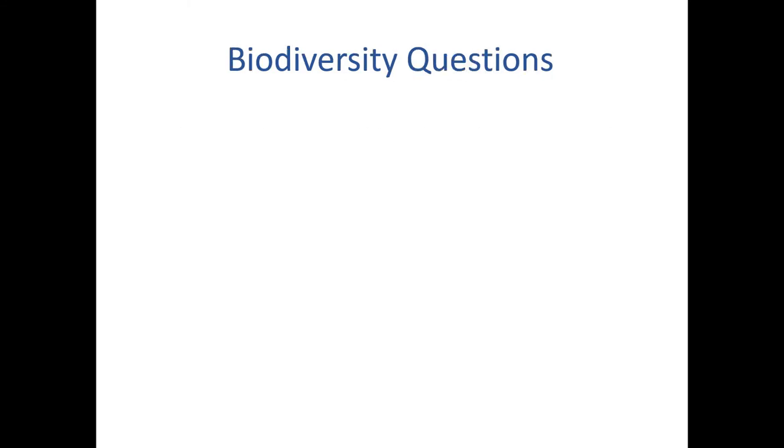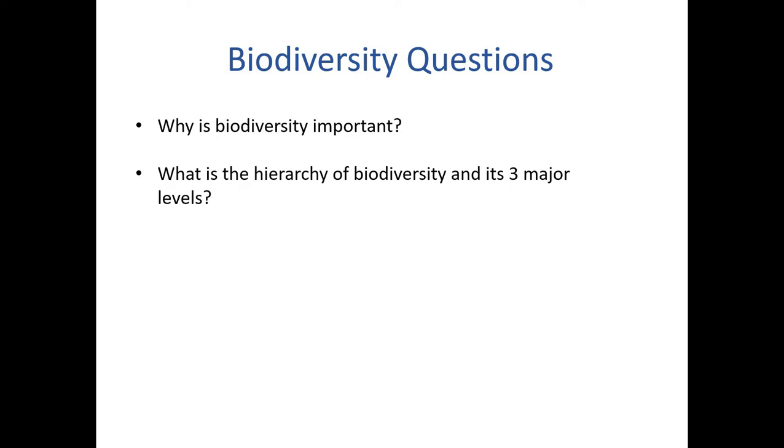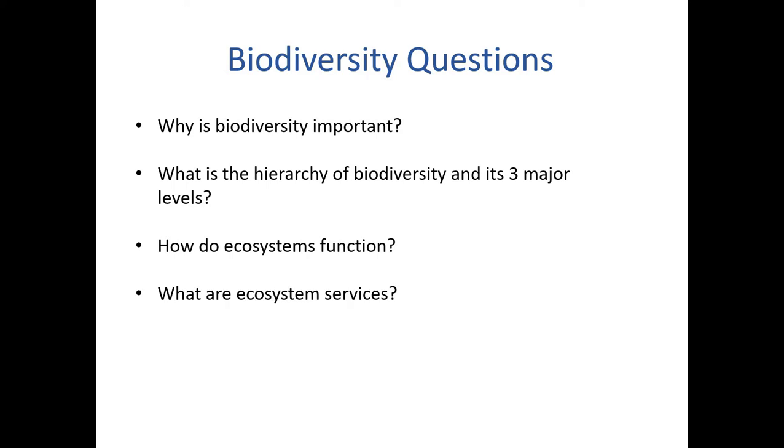So some of the major questions that we're going to cover today, and kind of some of the major questions in biodiversity in general. First, why is biodiversity important? Then we'll talk about the hierarchy of biodiversity and its 3 major levels. Talk about how ecosystems function and some of the important components of ecosystems that keep them running. And then we'll talk about ecosystem services, or basically what do ecosystems do for us as humans.